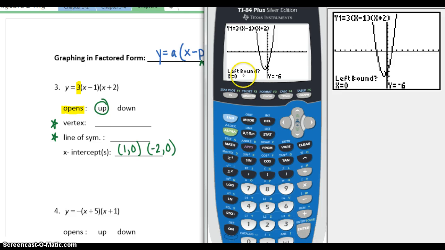Now, once again, you're going to have to do the left bound, right bound stuff. So move to the left of that vertex and press enter. Move to the right of the vertex and press enter. And then press enter on guess. So right there is our vertex.